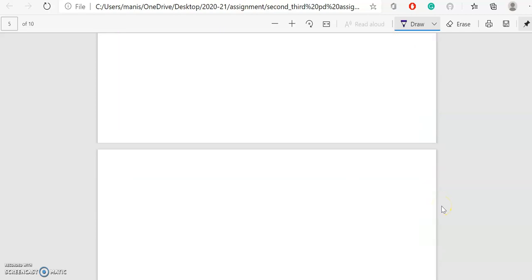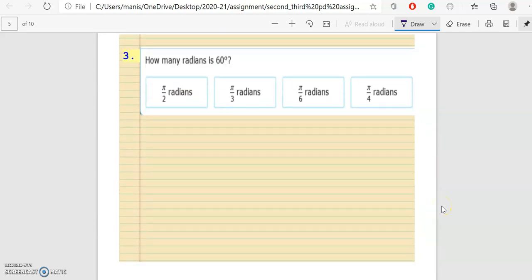Alright, let's go to a few more problems. Now, this question I have taken from IXL. So in IXL, you will see questions like this. This is saying how many radians is 60 degrees. Don't worry about this word. What is the word we focus on? Degrees. They are asking us to change degrees to what? Radians. How can you change degrees to radians? You take your degrees and multiply by what? Pi over 180.